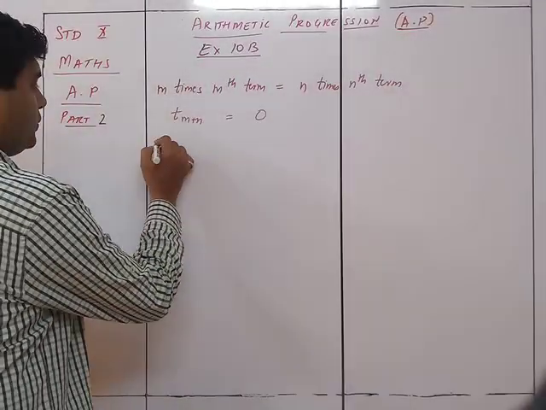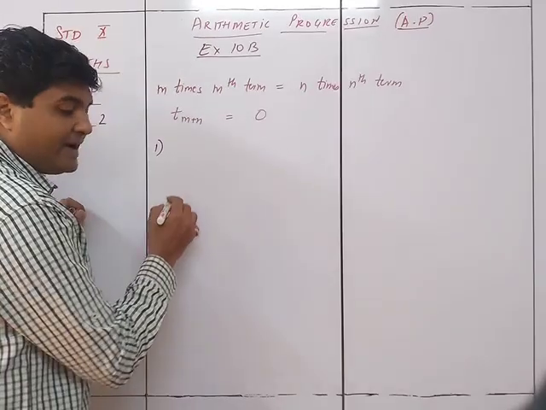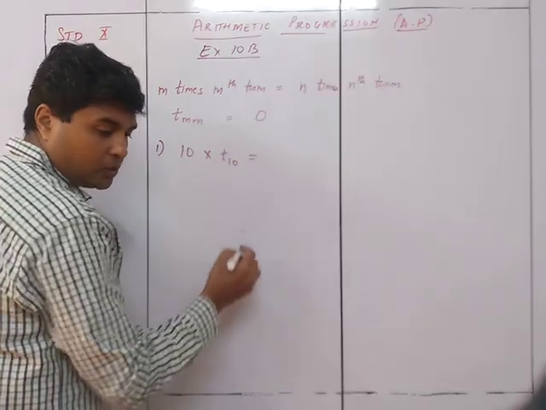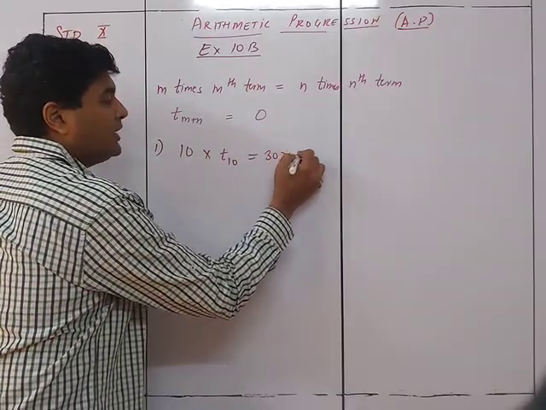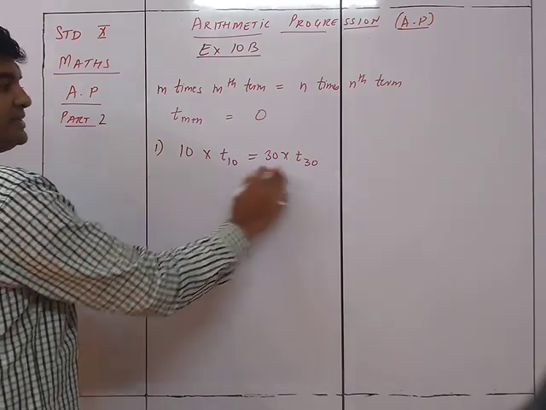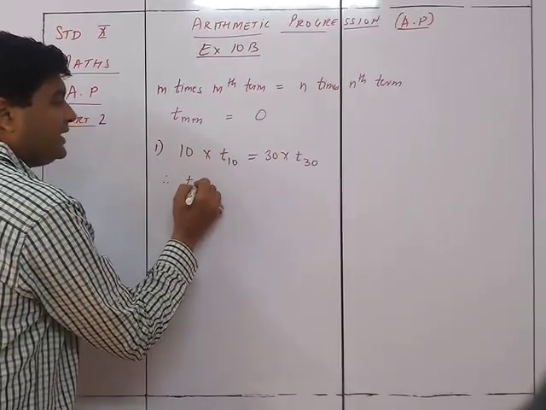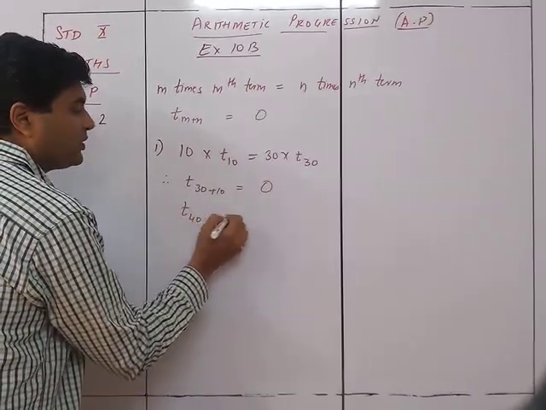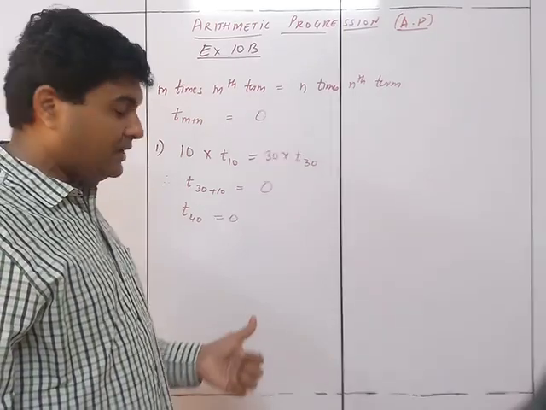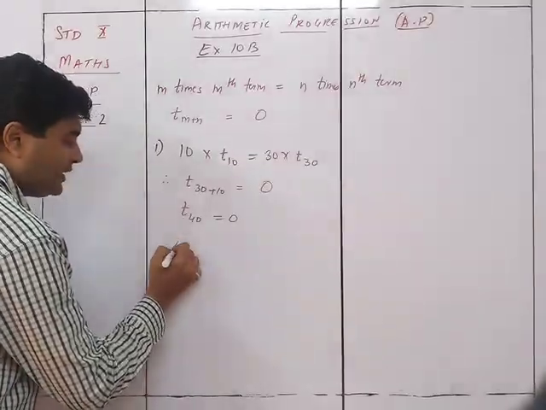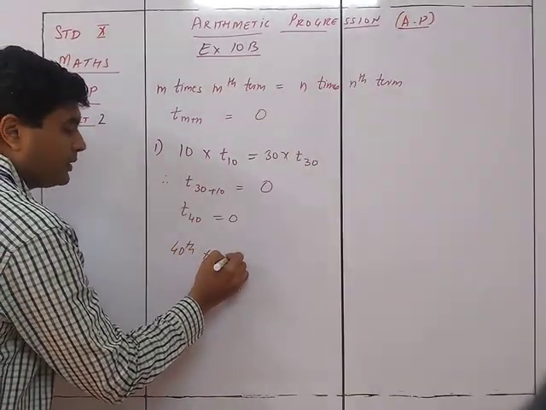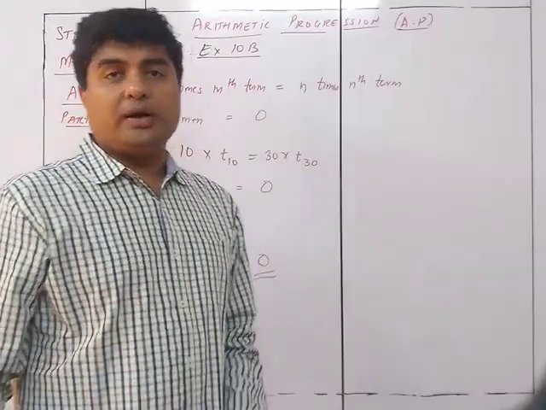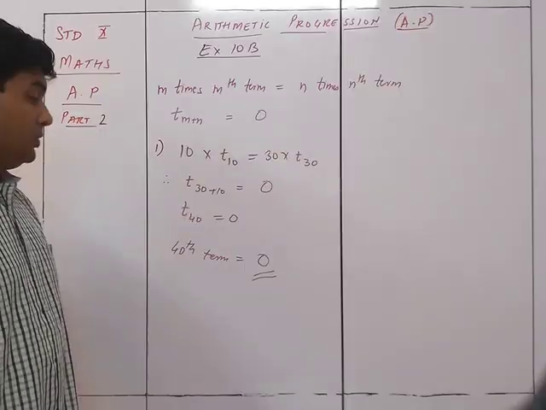What is the sum given to you is that in the AP, 10 into the 10th term is given to be equal to 30 into T30. This is given. Therefore, T30 plus 10 is equal to 0. Therefore, T40 is equal to 0. This is the direct answer. They asked you the 40th term. Therefore, the 40th term is equal to 0. You can consider this as a rule, a formula which you need to learn.